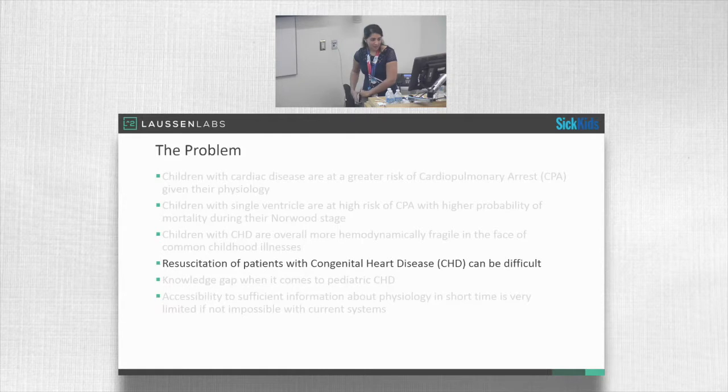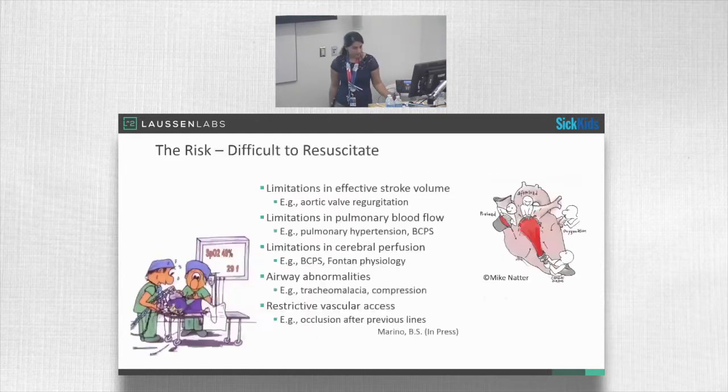So kids with congenital heart disease are harder to resuscitate. That could be due to several factors, one of them being that they have anatomic limitations to having an effective stroke volume. So if you have aortic regurgitation, for example, in the setting of CPR, they would have impaired flow to their systemic perfusion. You can have limitations to their pulmonary blood flow based on their anatomy, if they have pulmonary hypertension, or if they have BCPS physiology.